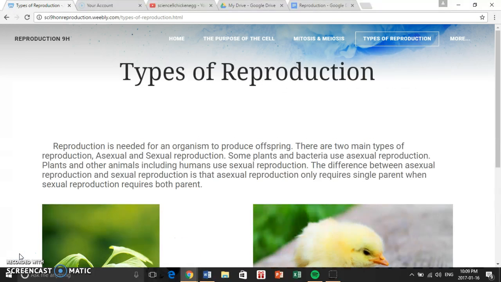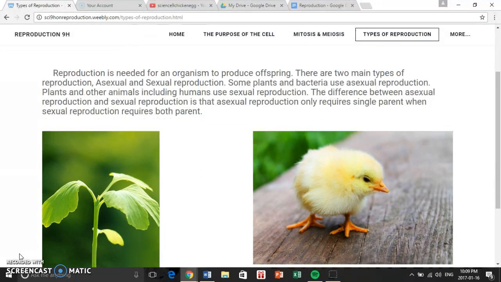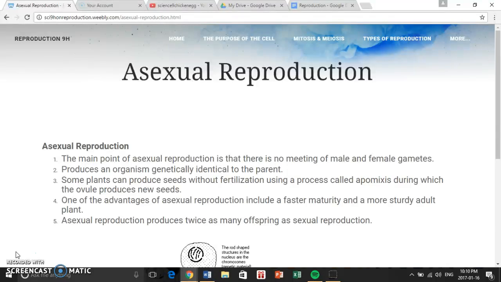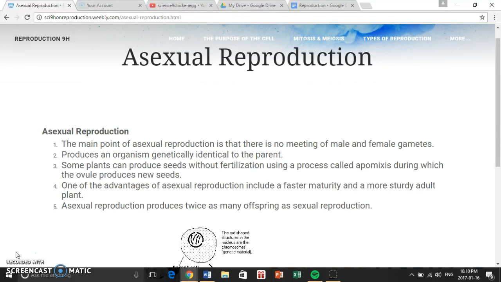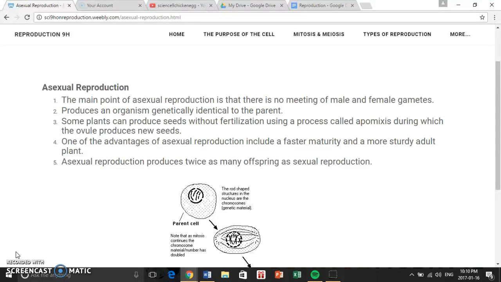There are 2 main types of reproduction: asexual reproduction and sexual reproduction. Plants and bacteria use asexual reproduction, while animals use sexual reproduction. Asexual reproduction. Only one parent is required and needed in asexual reproduction. You can produce a clone of the parent when using asexual reproduction. You can reproduce approximately twice as many offspring as sexual reproduction.